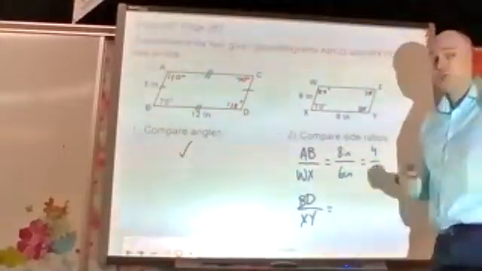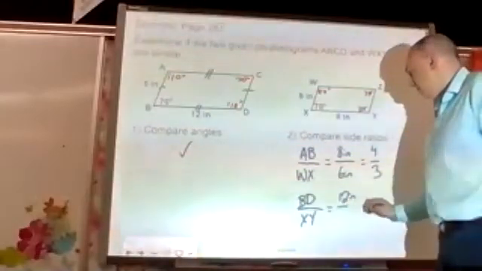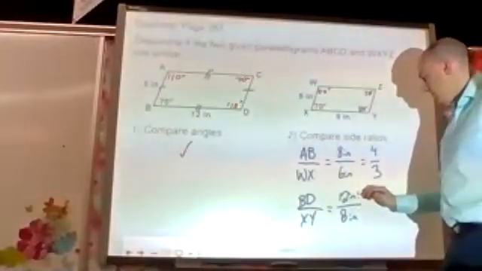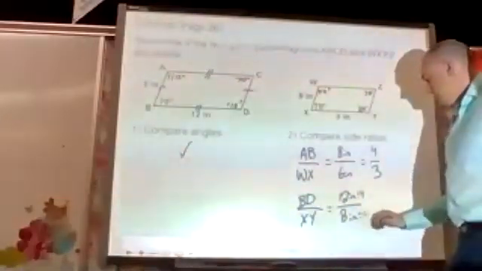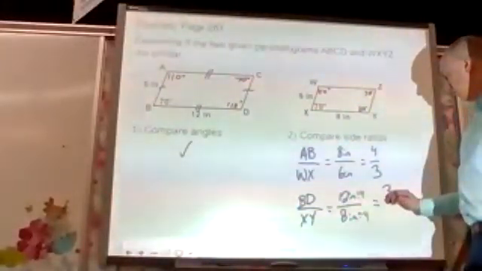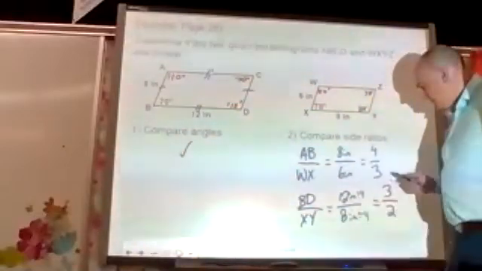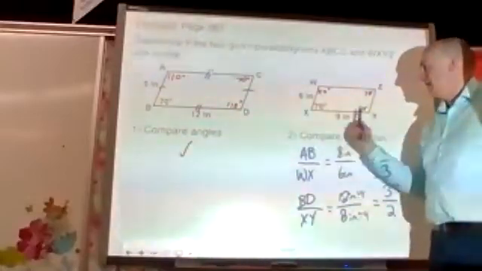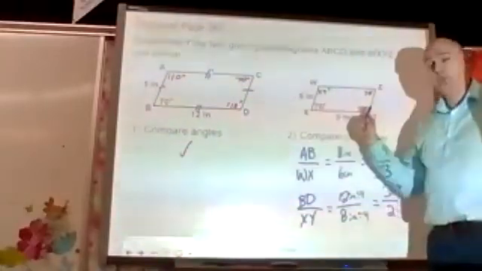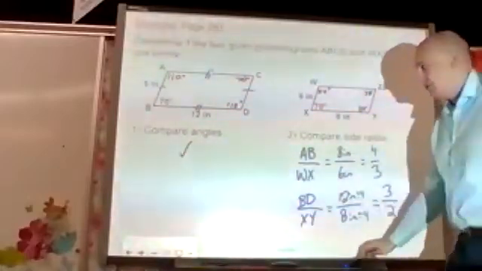For these to be similar, these should both be the same ratio. Let's do this. 12 inches divided by 8 inches. We're going to reduce that by dividing top and bottom by 4, and that's equal to 3/2. So we have different side ratios. They're not to the same scale. Therefore, these two parallelograms, even though they look really similar, don't they, are not similar figures by our mathematical definition.